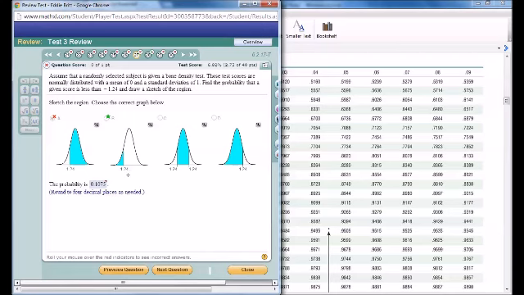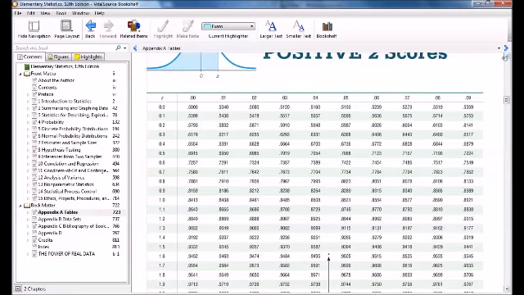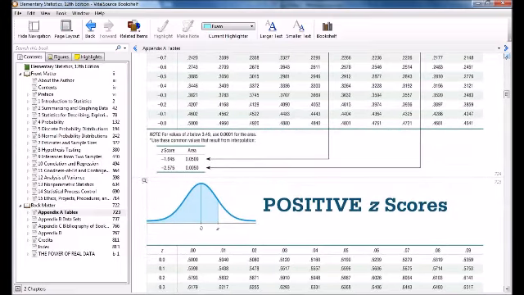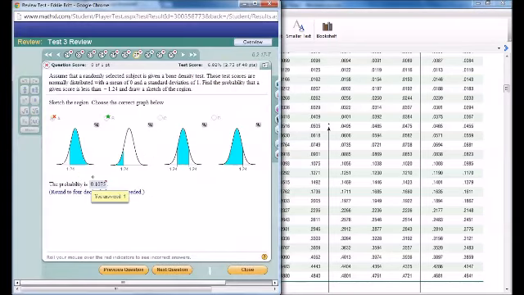Alright, and then to find the probability, you simply go to your table. And now we're not looking at areas now. We're looking at negative 1.24. Need to look that up in our z-score chart. Negative 1.24. It's right here. 0.1075. And that's the answer to the second part of that question.